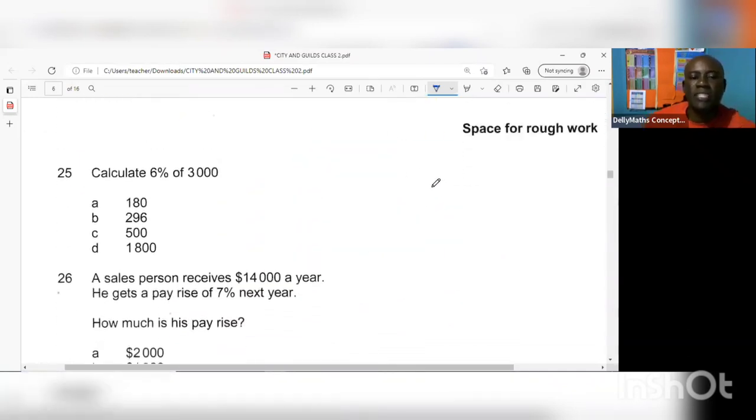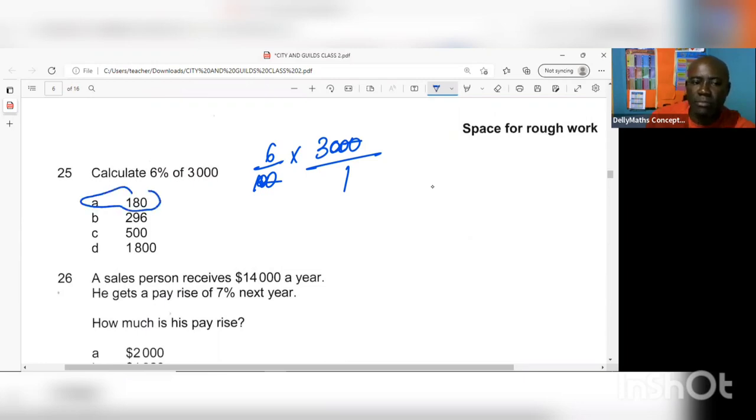Calculate 6% of 3,000. So you can do this a number of ways. 6% means 6 over 100 times 3,000 over 1. These two zeros would have canceled. So we're multiplying 3 times 6 times 10, and we'll get 180.